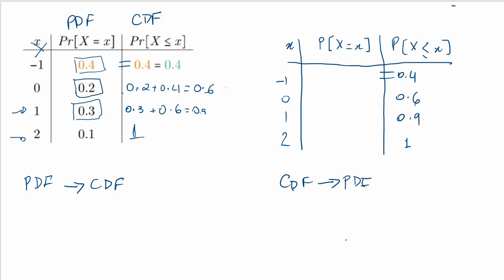And finally, now let's do the last line. What's the probability of x being less or equal than 2?